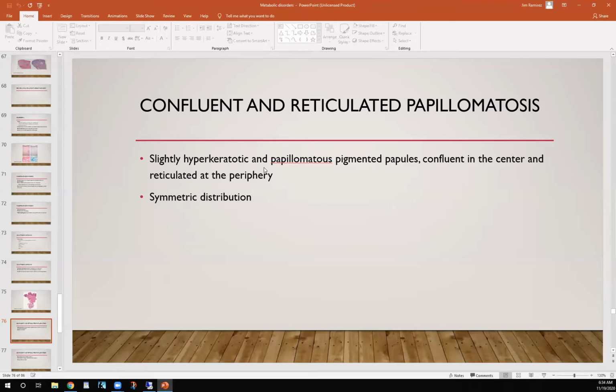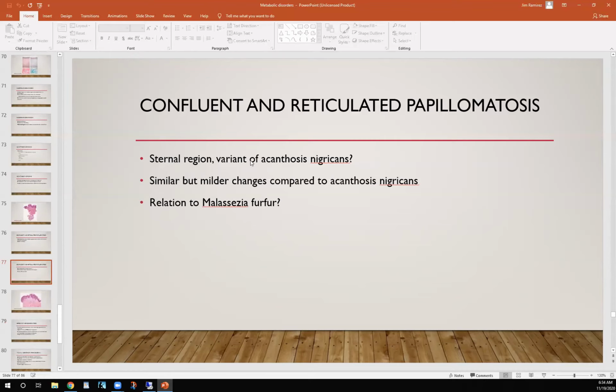But as the name implies, you can get confluence in the center and reticulated appearance at the periphery, and you get these slightly hyperkeratotic and papillomatous pigmented papules in a symmetric distribution. And as I mentioned earlier, is it a variant of acanthosis nigricans? It's possible. There's this thought of being related to Malassezia furfur, the commensal organism, so it's an important association to know. A few cases I've seen of CARP do have it on. I often will see it, but it's hard to know if it's cause and effect, although some studies are suggesting that it is probably related to it.